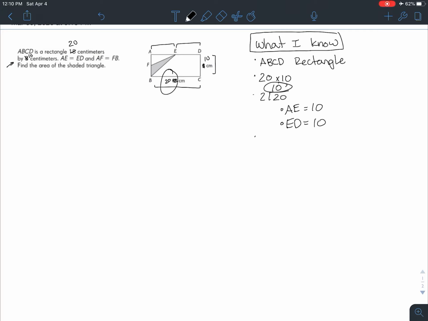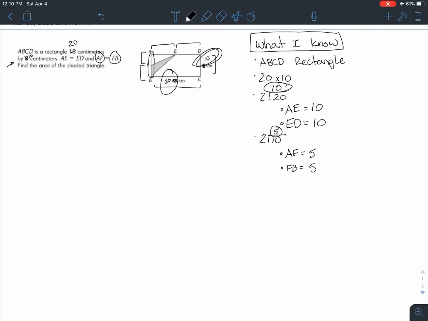And then we can do that again because it says AF is the same as FB. So this and this are the same, which means they are exactly half of that whole side. Over here, we know what that whole side is, so we can take half of that whole side, which is 5. And now we know that AF equals 5 and FB equals 5.